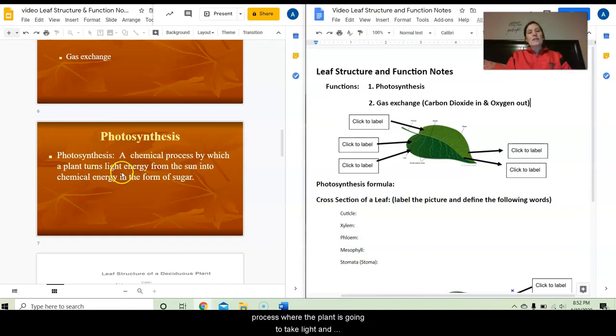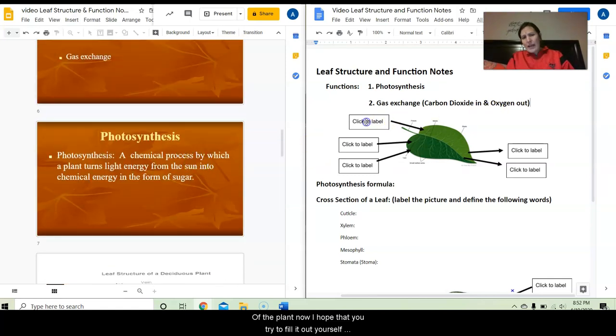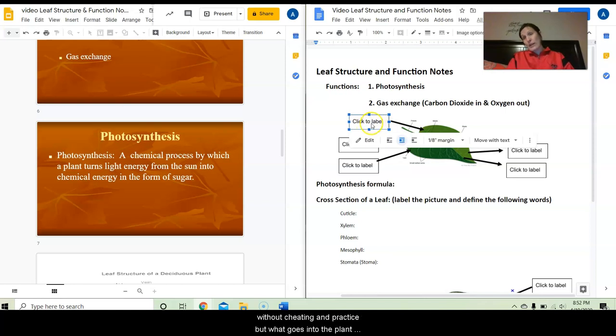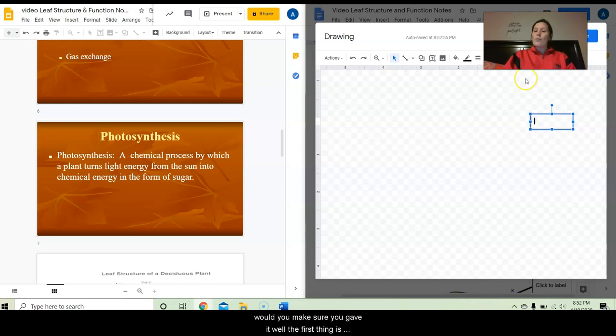Photosynthesis is the process where the plant is going to take light and change it into sugar. And that form of sugar, we try to drill into your head over and over again. So what kind of sugar is it that comes out of the plant? I hope you just said it. All right, here is a picture of the plant. I hope that you try to fill it out yourself without cheating and practice, but what goes into the plant? If I was going to pay you money to take care of my plant, what would you make sure you gave it?